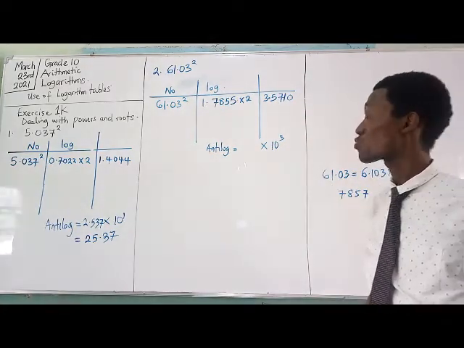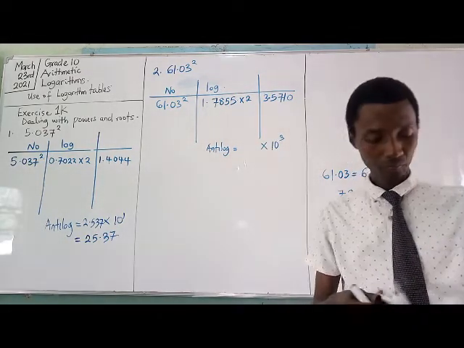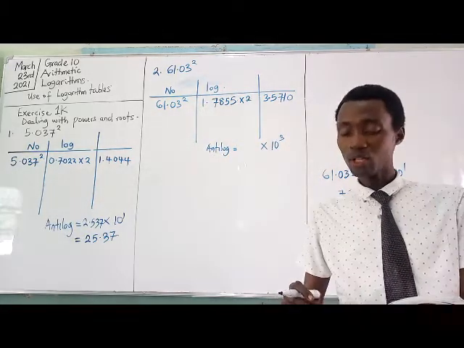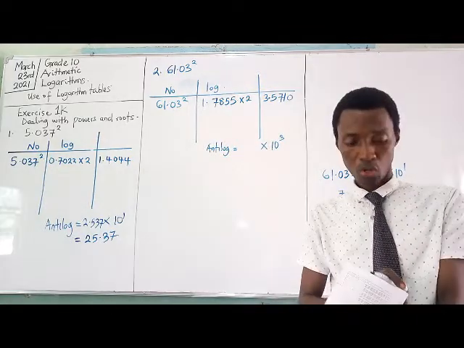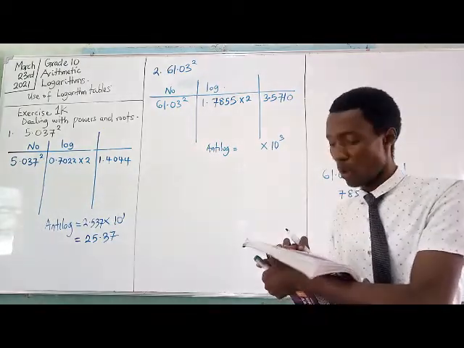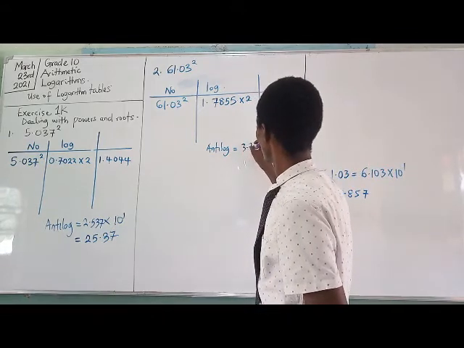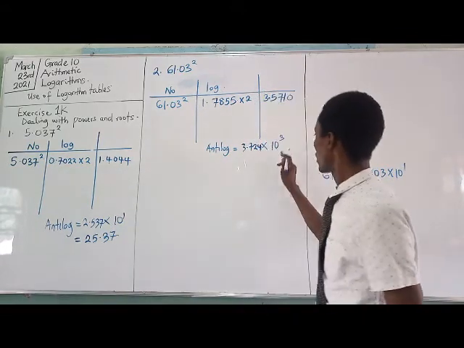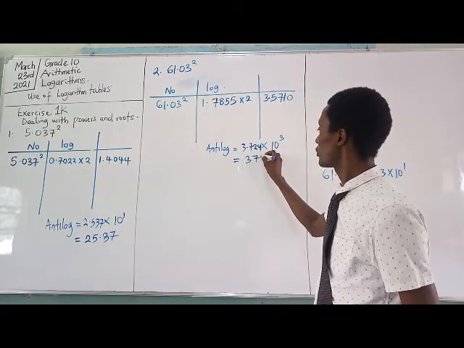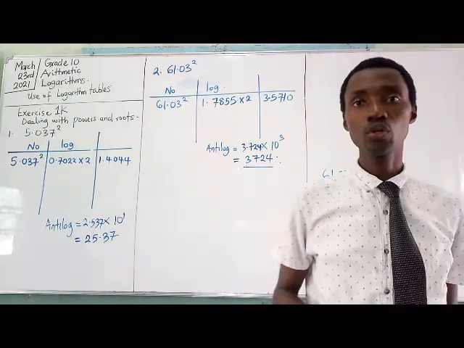So what does that give us? 57. 3.0. So you go to your anti-log table on page 252 of your textbook, 57 under 1 will be 3.724. So 3.724. Now, take note of something, you will be counting 3 decimal places and the answer becomes 3.724. And that is what your final answer is going to be.